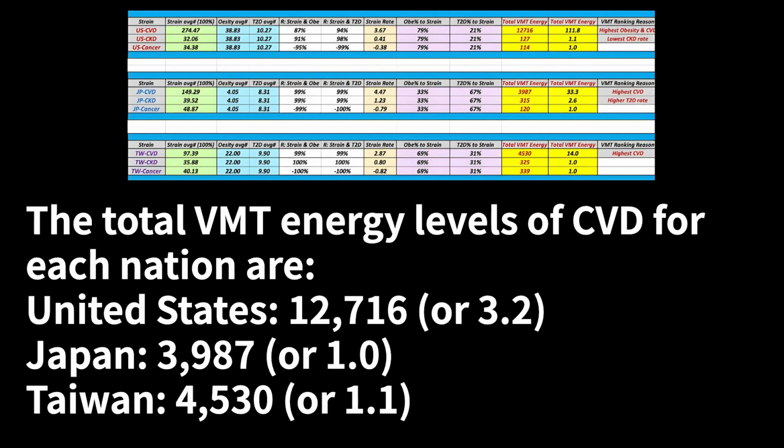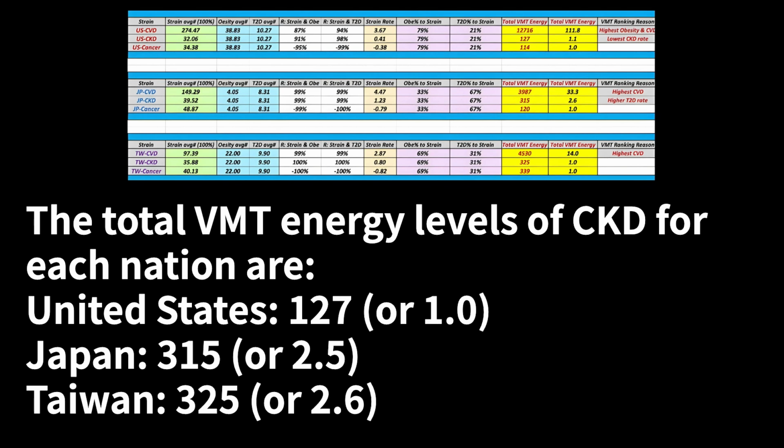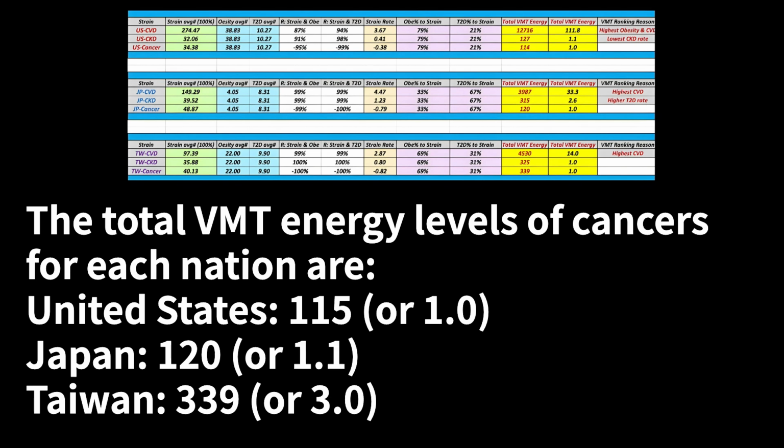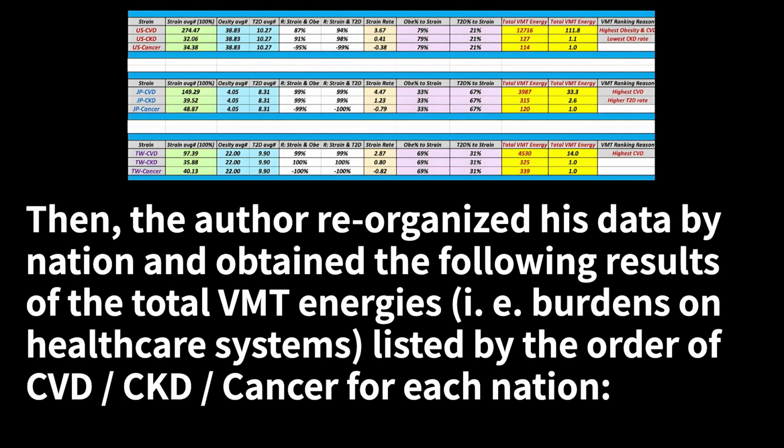The total VMT energy levels of CVD for each nation are: United States 12,716 or 3.2, Japan 3,987 or 1.0, Taiwan 4,530 or 1.1. The total VMT energy levels of CKD for each nation are: United States 127 or 1.0, Japan 315 or 2.5, Taiwan 325 or 2.6. The total VMT energy levels of cancers for each nation are: United States 115 or 1.0, Japan 120 or 1.1, Taiwan 339 or 3.0.